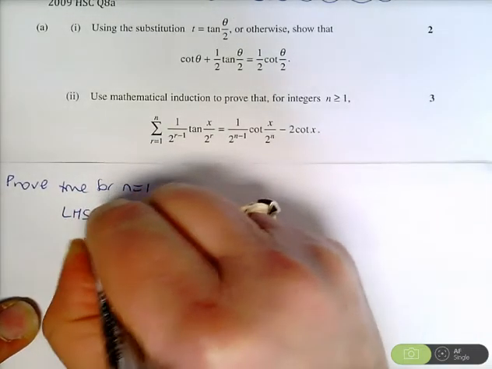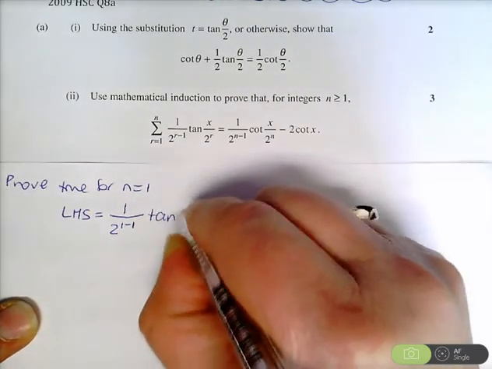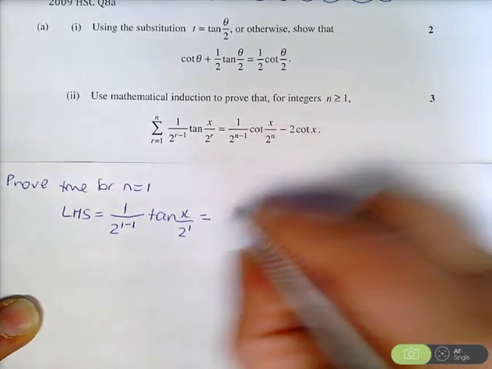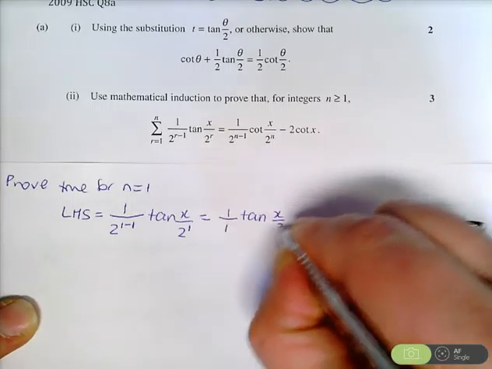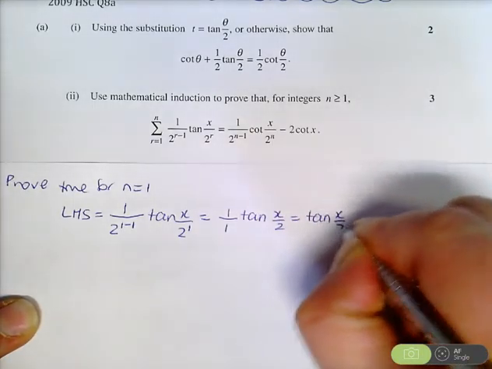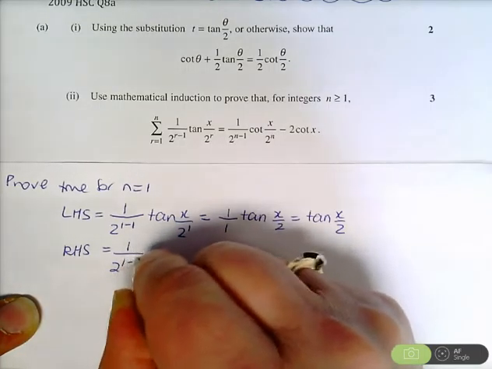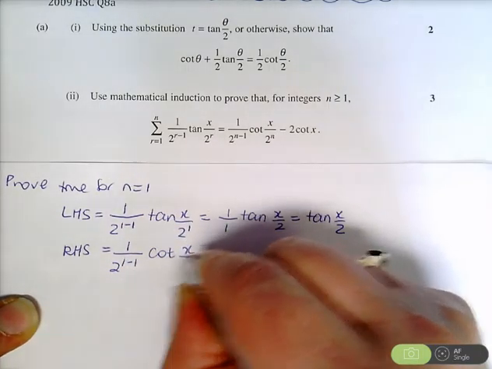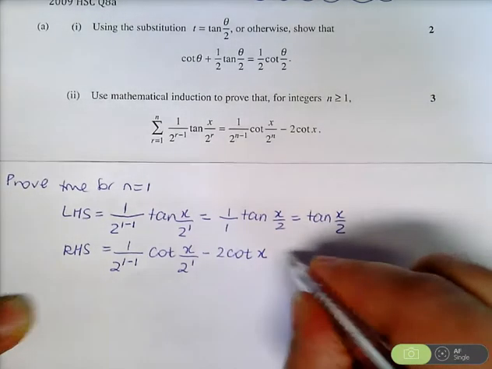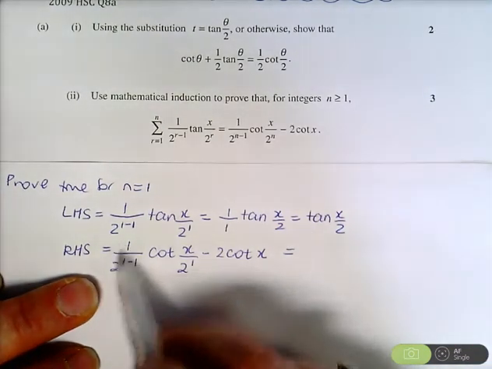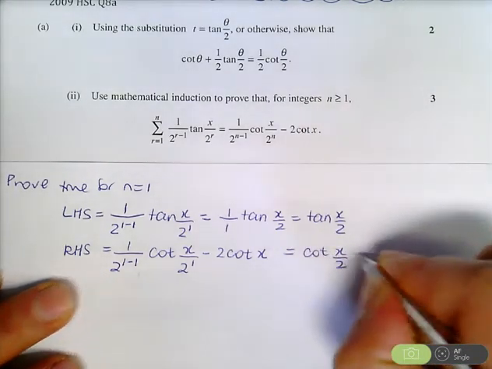So on the left hand side we have 1 over 2 to the 1 minus 1 times tan of x over 2 to the power of 1. That's 1 over 2 to the power of 0, which is 1 over 1, times tan of x on 2, which is equal to tan of x on 2. Now the right hand side is 1 over 2 to the power of 1 minus 1 times cot of x over 2 to the power of 1 minus 2 times cot x.